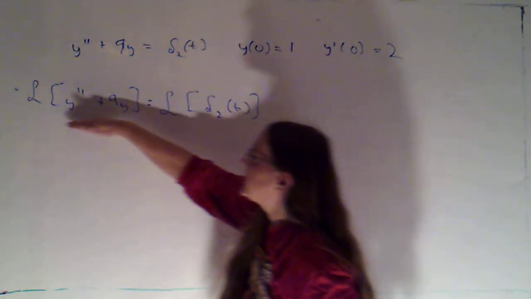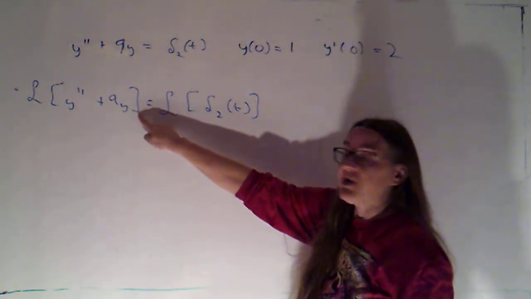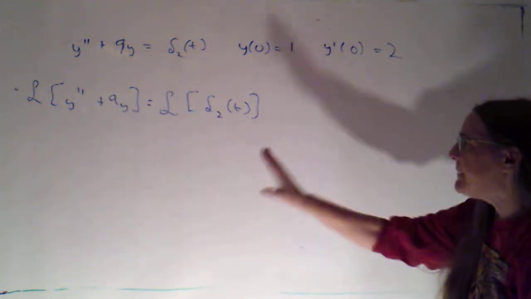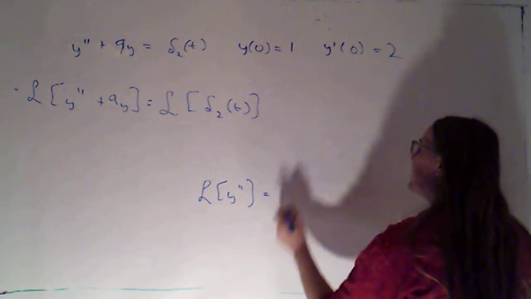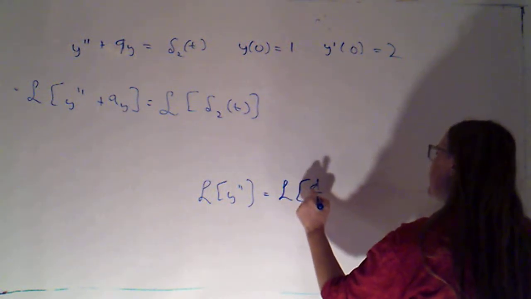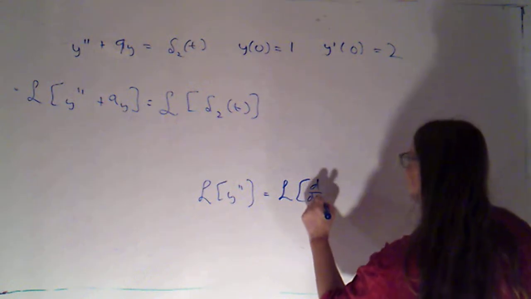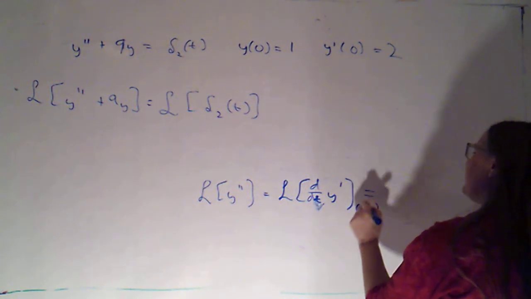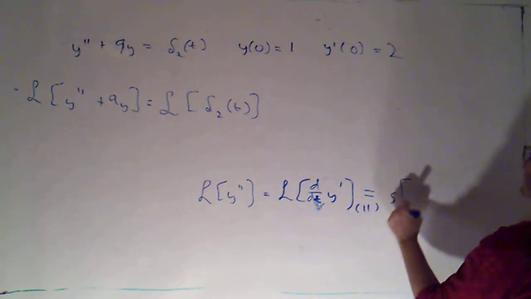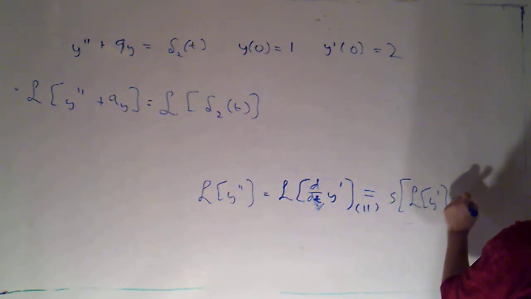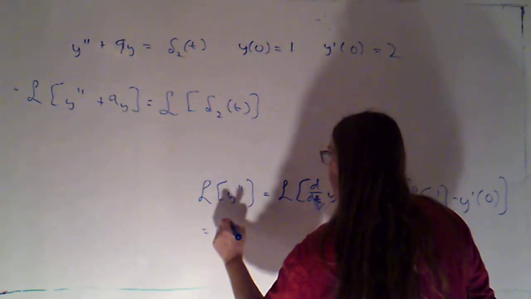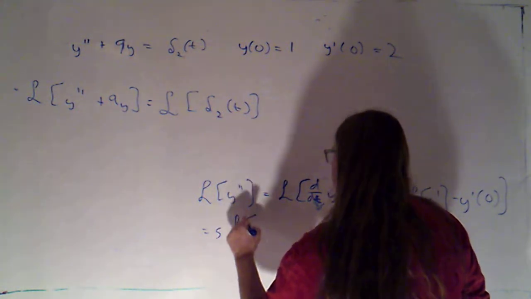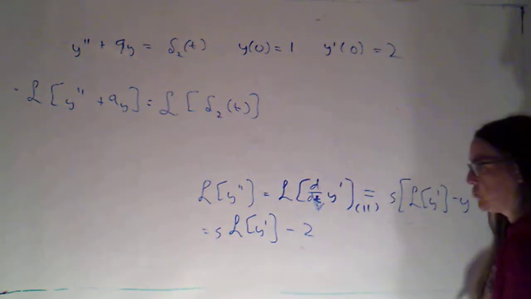And I know the Laplace transform is linear, so I can just take the Laplace transform of each term and I can factor out any constants. I'm going to, as usual, just do some side work for the Laplace transform of that second derivative. Okay. So I know that's the Laplace transform of the derivative with respect to t of y prime. And by formula 11, that's going to be s copies of the Laplace transform of y prime minus y prime at 0. And y prime at 0 is actually just 2. So I've got s copies of the Laplace transform of y prime minus 2.